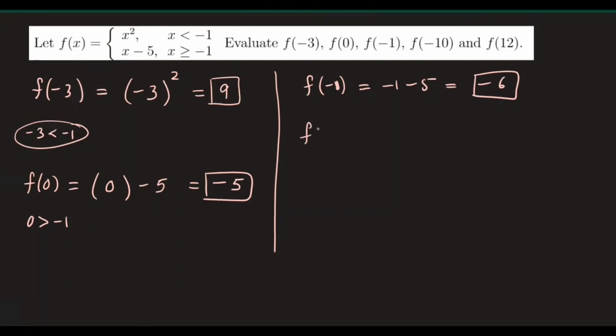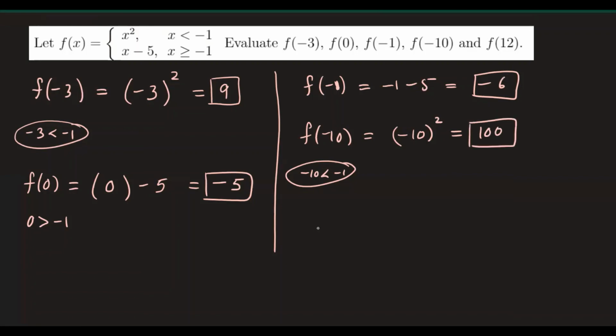And then for f of -10, again, we decide which function to choose. -10 is less than -1. So we're going to pick the top function. So that would be -10 squared, which would be 100. And last one, f of 12. So we know 12 is greater than -1. So we'll pick the bottom function. So we have x, which is 12 minus 5. So now here, I'm going to subtract them. That will give me 7. And that will be my final result.